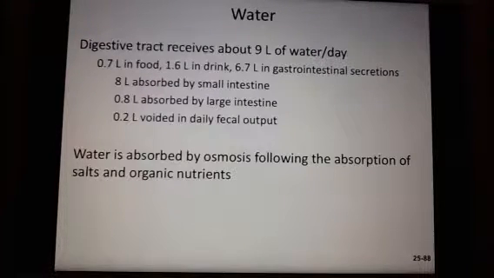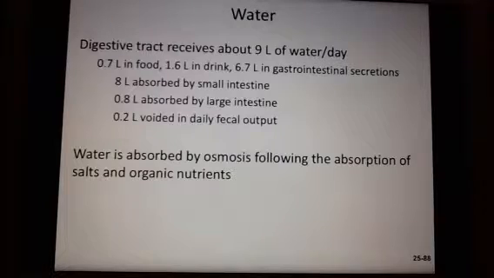I'm going to jump past here. Water is absorbed in the digestive tract, and we're going to actually talk about in the last video about the large intestines exactly where. But let's talk about it here for just a second before we go on to the last video. The digestive tract receives 9 liters of water a day. So some of that comes from food, some from drink, obviously, and then all of these secretions that we've been talking about are mostly water.